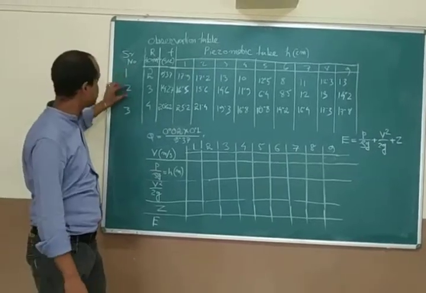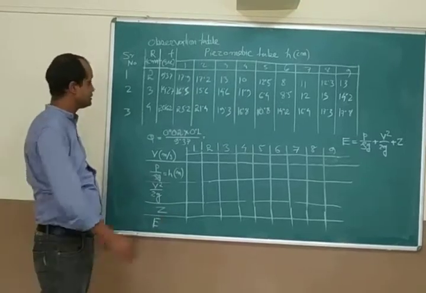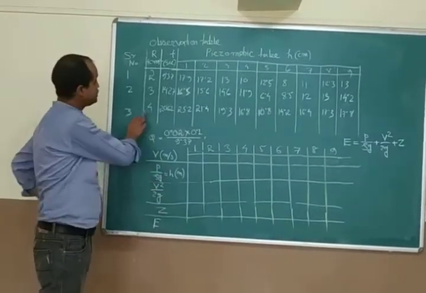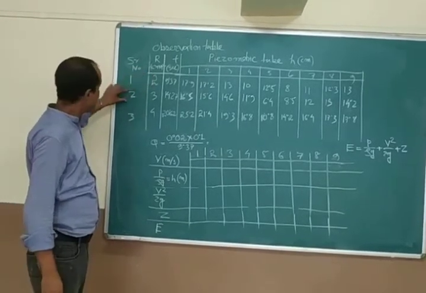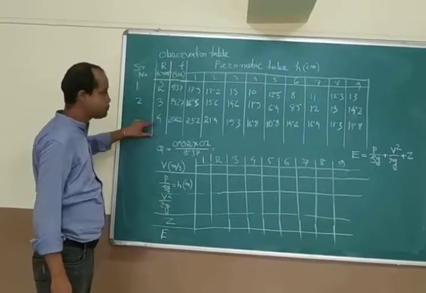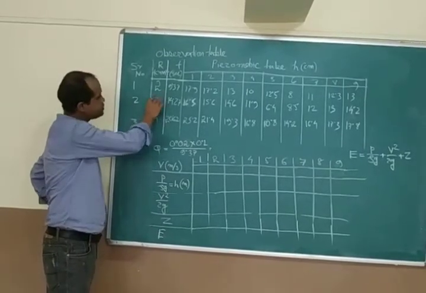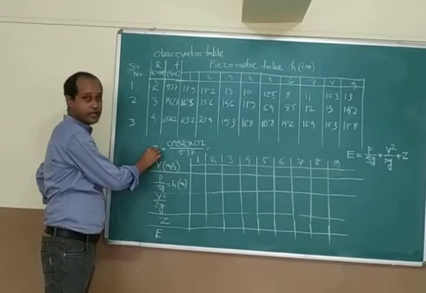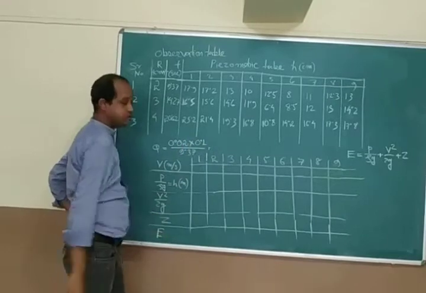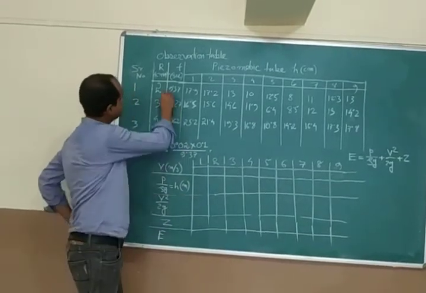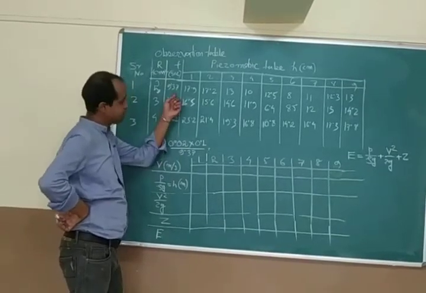So we are taking 3 readings. After the observation table, you will get 3 calculation tables for this. One for 2 cm, one for 3 cm, one for 4 cm. If you consider the first one, Q you have to find out. Area A is given already, 1 meter square, and R is 2 cm converted into meter, divided by the corresponding time, you will get the discharge.